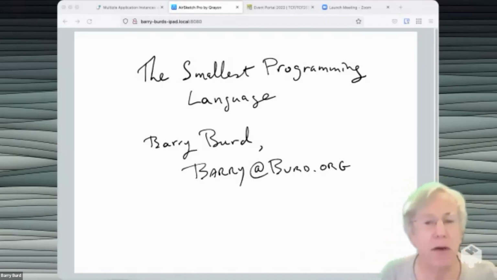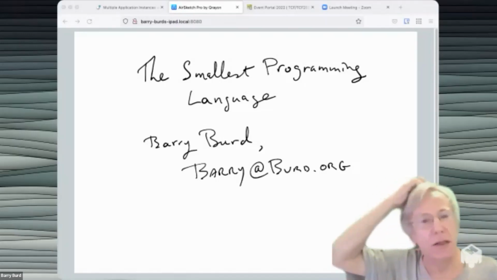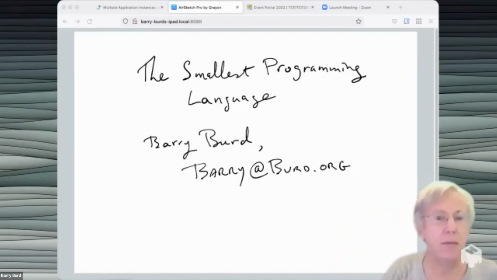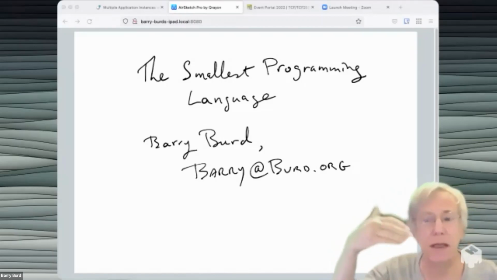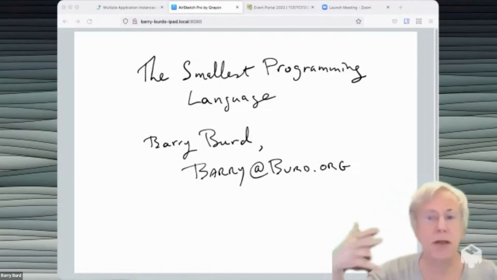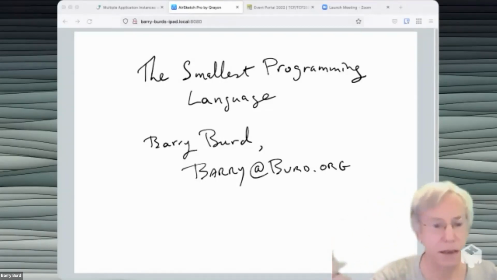At the start, I'm going to say right away that this session could be very boring and very short if people don't participate. So what I'm going to be doing is presenting some information about this language and asking you to tell me what comes next.